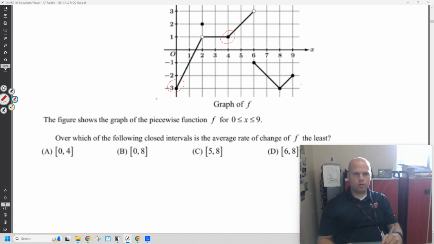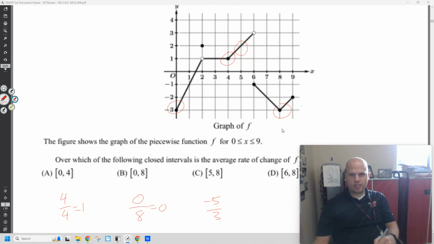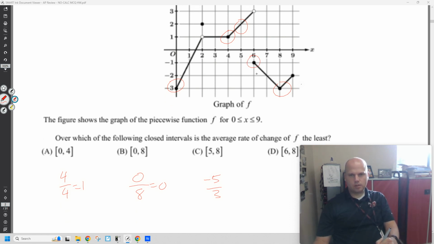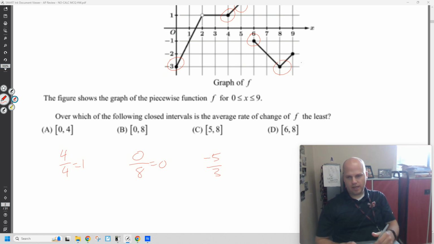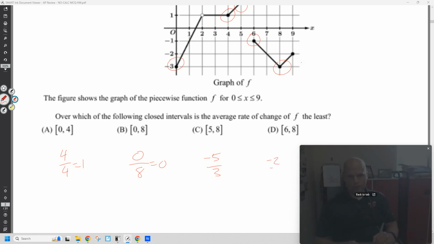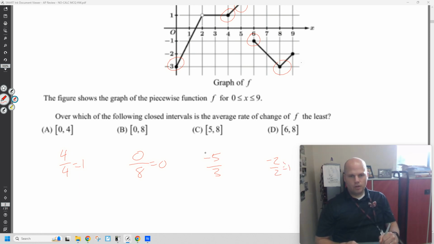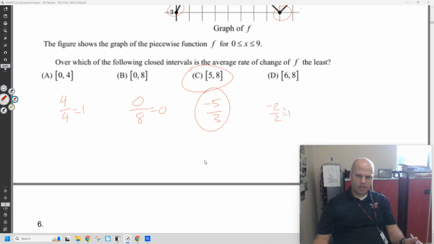I increase 4 over the course of 4. From 0 to 8, I increase 0 over 8. From 5 to 8, I go from 2 to -3. I go down 5 over 3. From 6 to 8, you've got an open circle and a closed circle. You use the point. So 6 to 8, you can see the slope is -1, or you go down 2 over 2. This would be the least value. It's not the one closest to 0. It's the smallest value, the largest negative value.